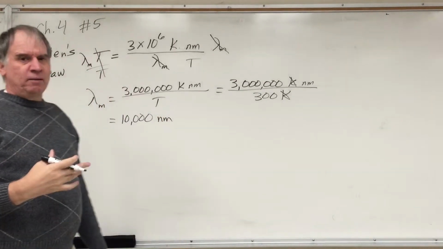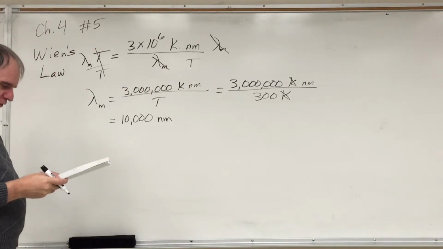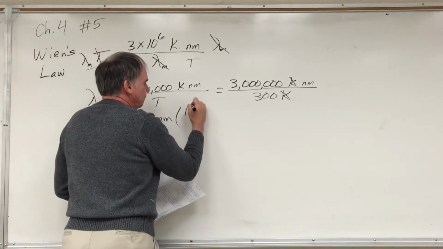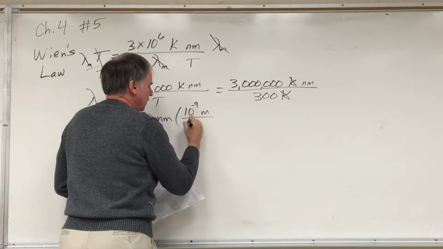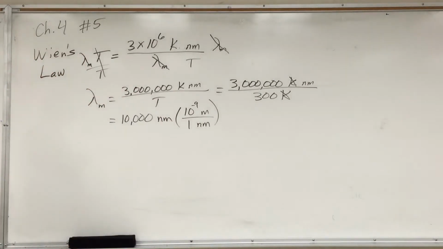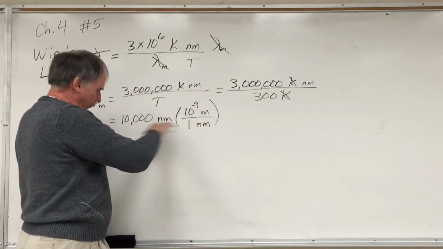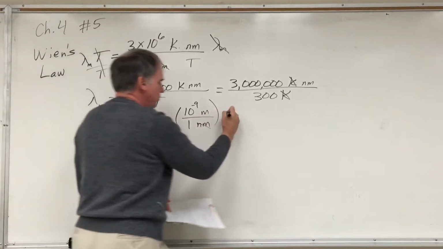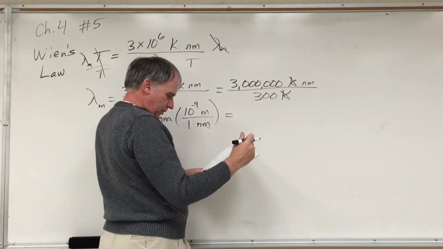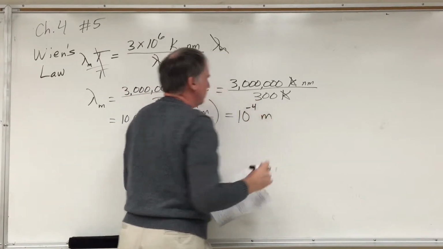Now, nano is 10 to the minus 9, just fractions of a meter. So this is a lot of small fractions. We could convert this to meters. One nanometer, nano stands for 10 to the negative 9, a billionth. So 1 nanometer is the same as that. This is a factor of 1. It converts from nanometers into 10 to the minus 4 meters.